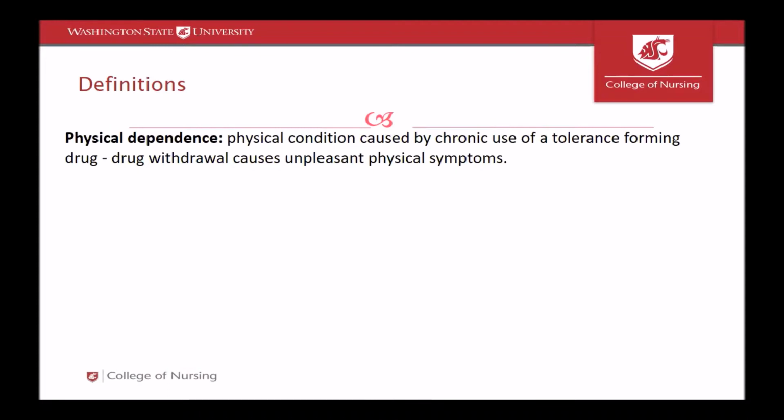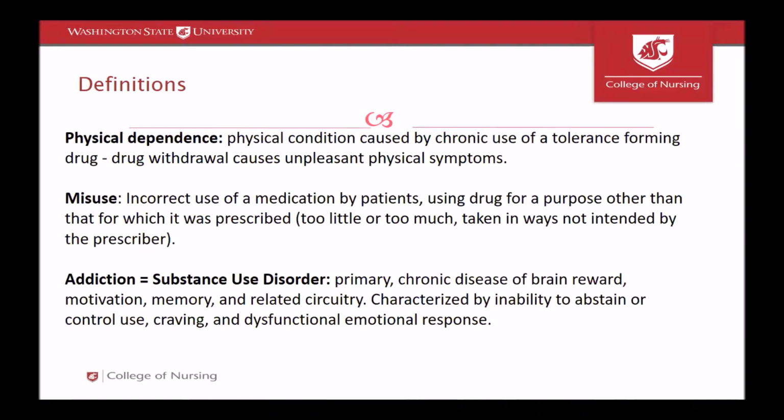So I do try to include some definitions whenever I talk, just to make sure everyone understands what some of these terms really mean. So physical dependence, of course, is when you will have some kind of a physical condition caused by chronic use of any substance that might cause some tolerance. So we can be physically dependent to caffeine when we need our coffee in the morning, but does that mean that we're a caffeine addict? Addiction should be used when you're talking about someone with a substance use disorder, right? So we have that primary chronic disease of brain reward, motivation, and memory. And usually it's characterized by the inability or great difficulty abstaining or controlling use of something. And generally you're going to have some dysfunctional emotional response to that as well. So if I'm not getting my morning coffee, but I'm not really having any kind of an emotional response, then maybe I'm physically dependent, but I'm not necessarily addicted to that cup of coffee, right?